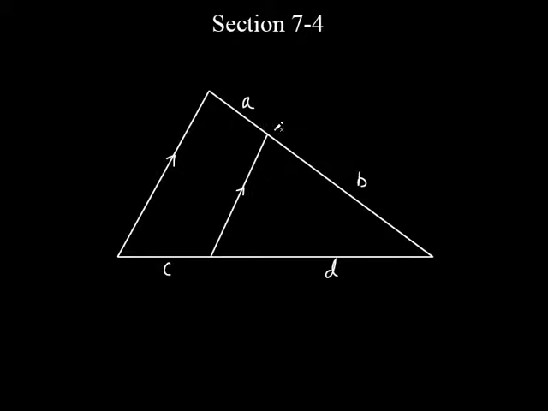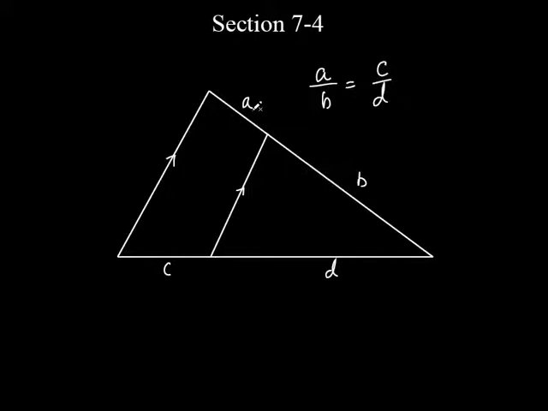And the segments of this side are proportional to the segments of this side. That's a good way to say it. You hear what I just said? This whole side is broken up into two segments, A and B, and this side is broken up into two segments, C and D. Well, they are proportional. So that means if I compare A to B, that should equal, what do you think? C to D. All right?